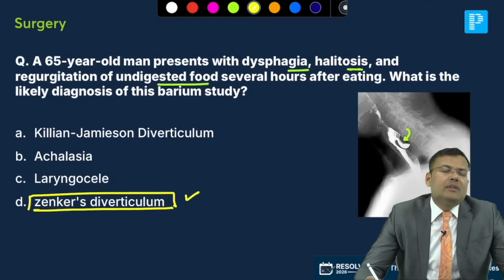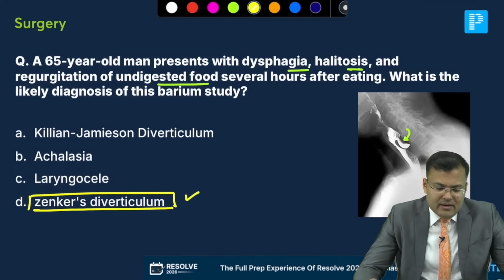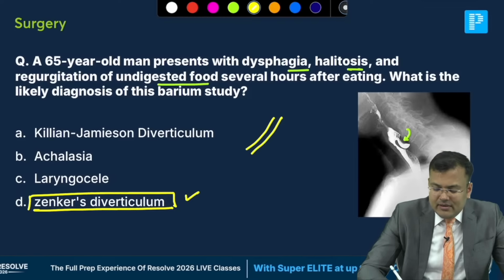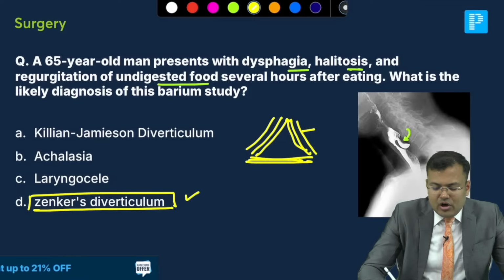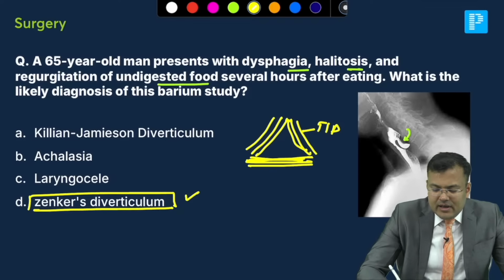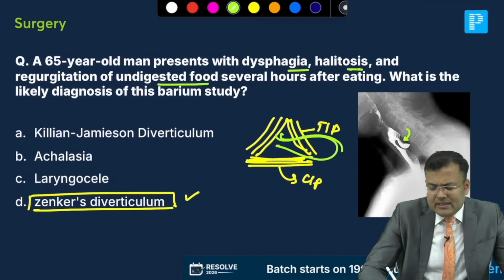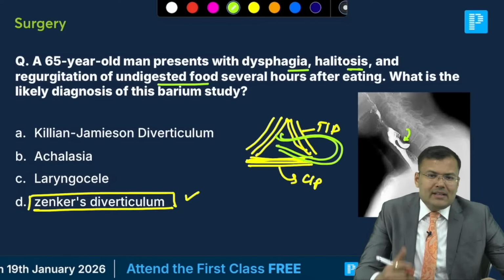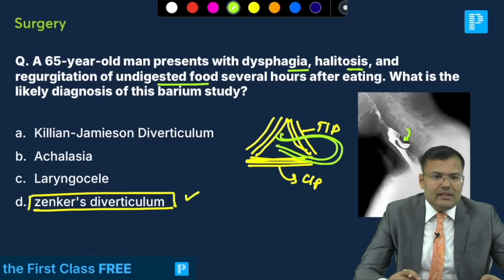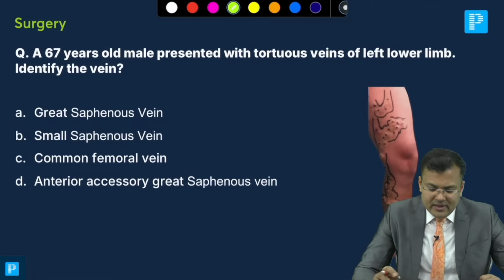Okay, they asked about the muscle also. Correct answer, Zenker's. Between the two muscles, which muscle is it? Yes, there is Killian's dehiscence. Guys, you know that these are oblique fibers of thyropharyngeus. These are the transverse fibers of cricopharyngeus. And you can see here, this is the defect, and this defect is known as Killian's dehiscence. And via this defect, there is herniation of mucosa, submucosa. This is Zenker's. Next question.